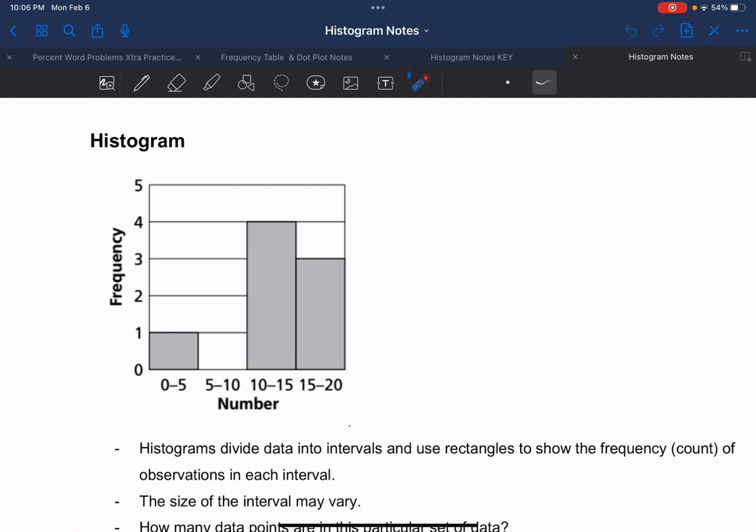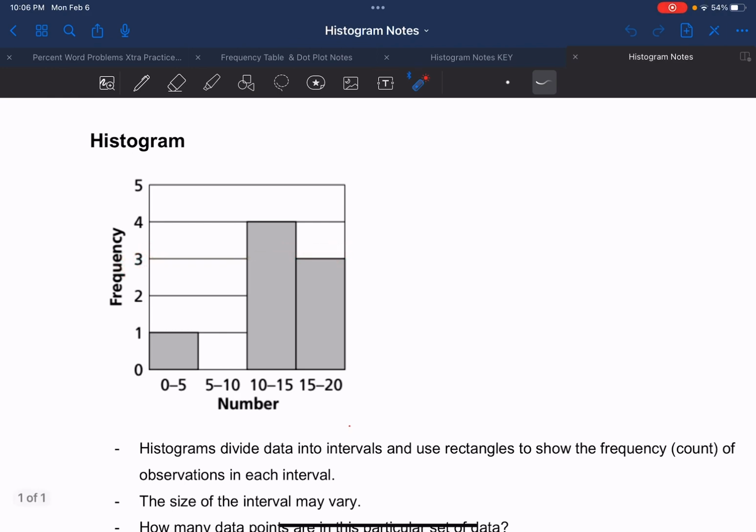As we look at the interval 0 to 5, we see the frequency happened one time. If we look at 5 to 10 right here, the frequency happened 0 times. There's nothing in that bar. For 10 to 15, we see the frequency, it happened 4 times. And for the last interval, we see that it happened 3 times. So you're going to look over here and go, oh, that's where that lined up.